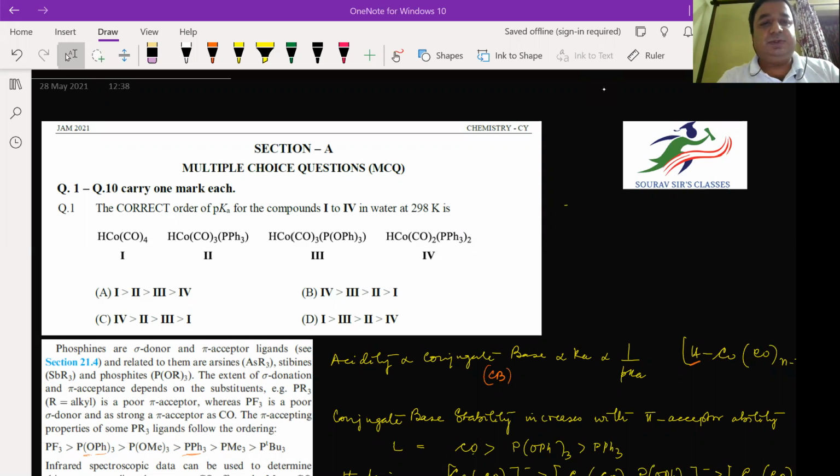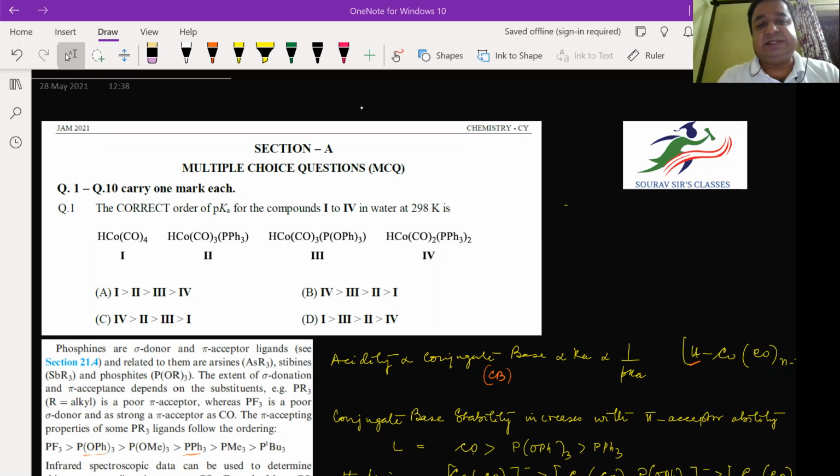Question is to predict the correct order of pKa for the compounds 1 to 4 in water at 298 Kelvin. Okay. And we have to find out this order, which is correct over here, A or B or C or D.